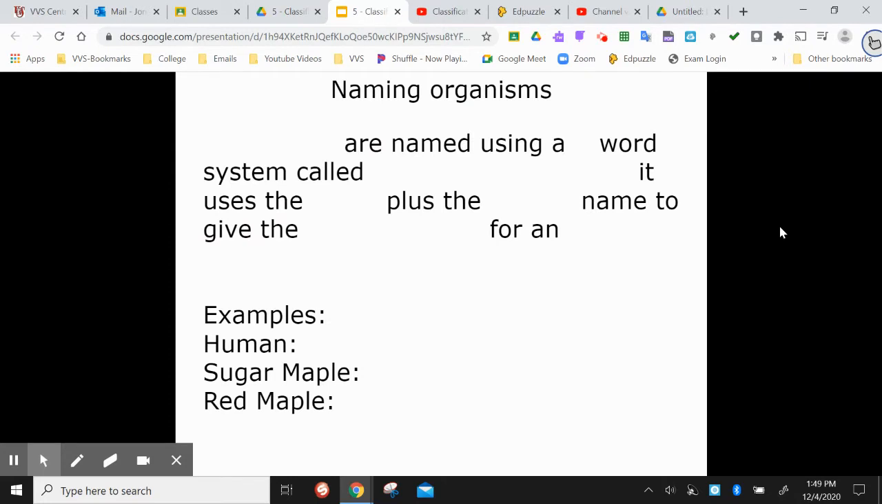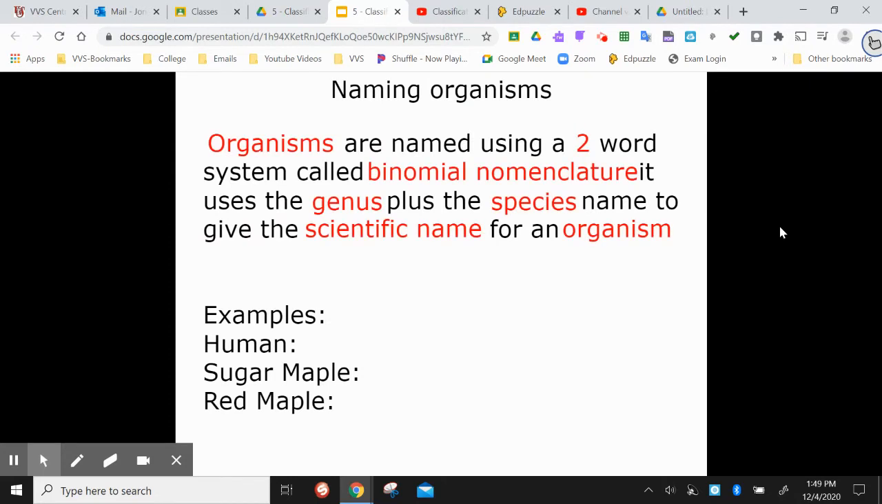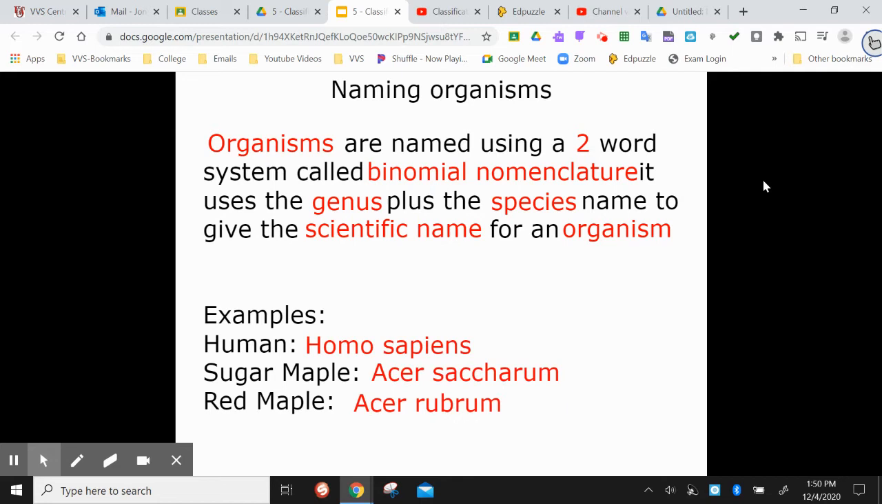All right, naming organisms. Organisms are named using a two-word system. We call that binomial nomenclature. It's just a big fancy Latin term for to name. Okay, two-word naming. Bi-nomial, to name, two-word naming. It uses the genus and the species to give a scientific name for the organism. Some examples. The scientific name for human is Homo sapiens.